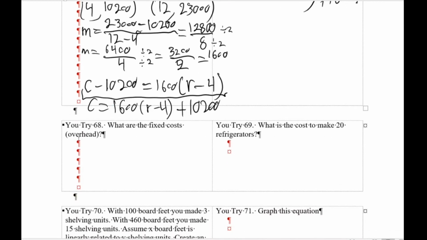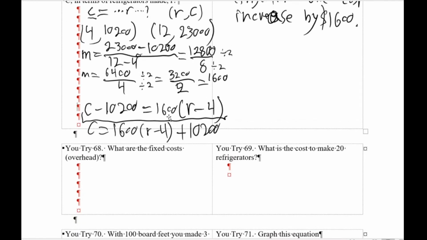What are the fixed cost? Overhead. Well, here we need to solve this in slope-intercept form. So right here, if we distribute the 1,600, I get C equals 1,600 times R minus 4 times 16, which would be 6,400, and then plus 10,200. Now I can combine my constants.